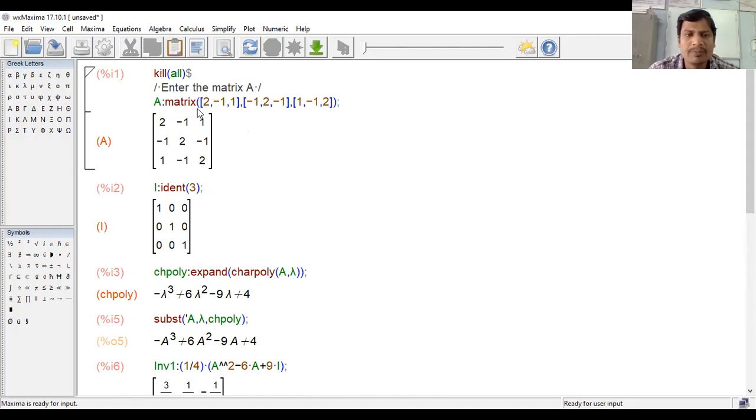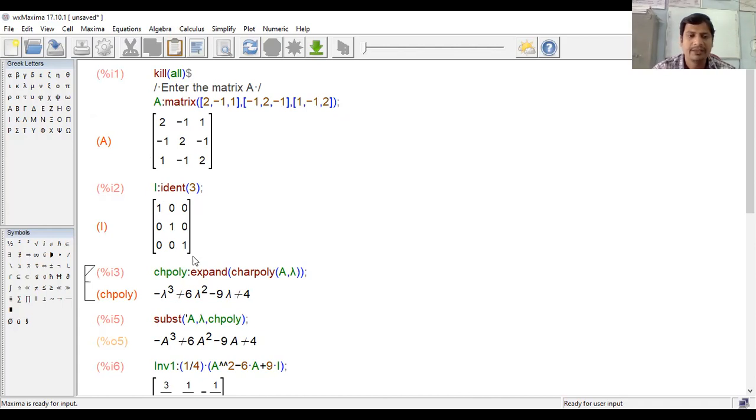A colon of matrix of then some elements, that is 2 minus 1 1 minus 1 2 minus 1 1 minus 1 2. Okay, then bracket close semicolon. After that you press shift enter, then the 3 rows 3 columns come. After that we take the identity matrix. Identity matrix means we take I is equal to IDENT of 3, I mean I take 3 rows 3 columns. Okay, after that you press shift enter. Okay, this is your result.